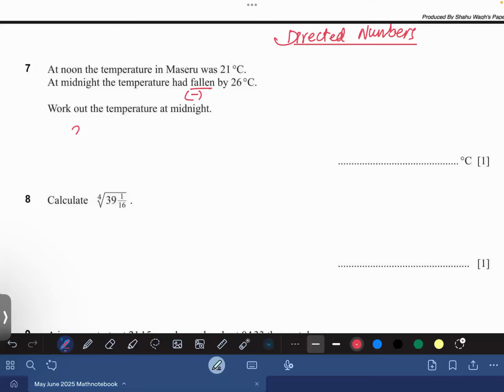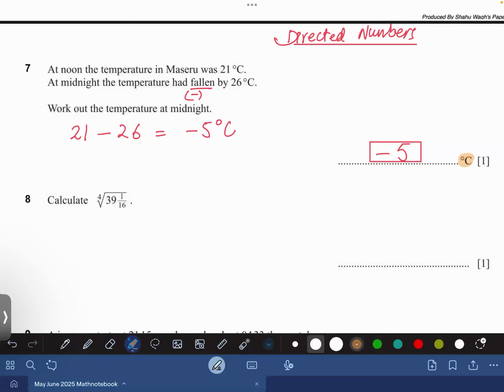So the noon temperature is 21. At midnight, the temperature has fallen by 26 degrees. So 21 minus 26 is negative 5 degrees centigrade. Work out the temperature at midnight, which is negative 5 degrees centigrade. Degree centigrade is already written, so I just wrote minus 5. I hope it's clear, everybody.